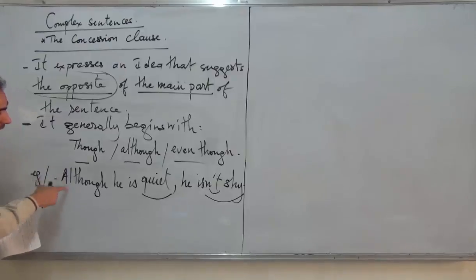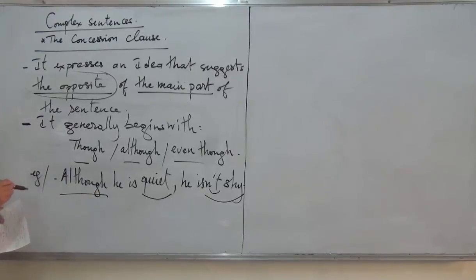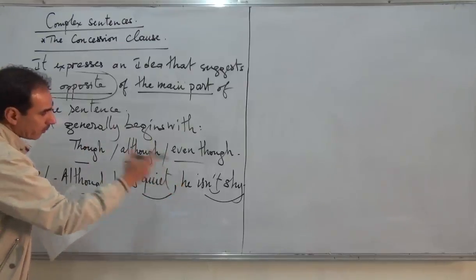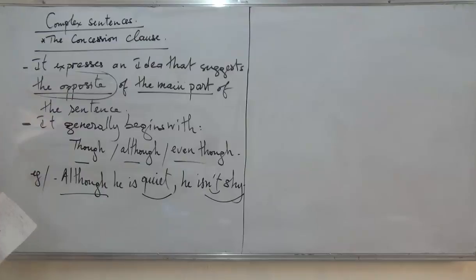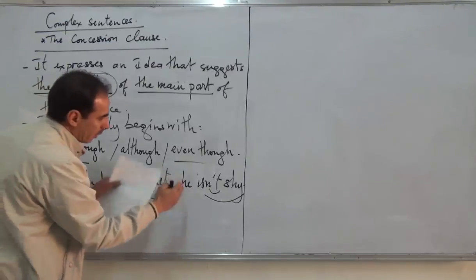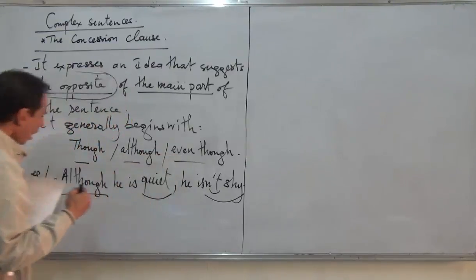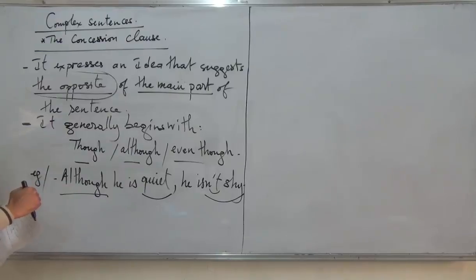We generally start concession clauses with although, but it could be in the middle of the sentence if we invert the two sentences. If we start here, for example: he isn't shy, although he is quiet.